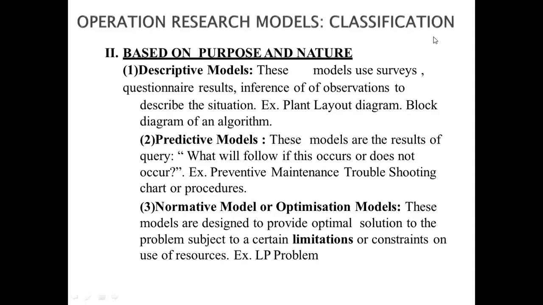The second classification is based on purpose and nature. Based on purpose, first are descriptive models. These models use surveys, questionnaire results, and inference of observation to describe the situation. For example, plant layout diagram, block diagram of an algorithm. Predictive models are the result of the query: what will follow if this occurs or does not occur? In predictive models, we predict something for the future, whether it will happen or not.